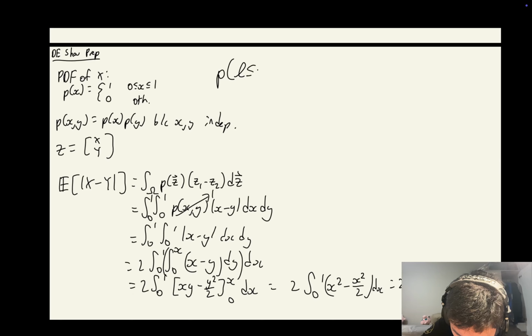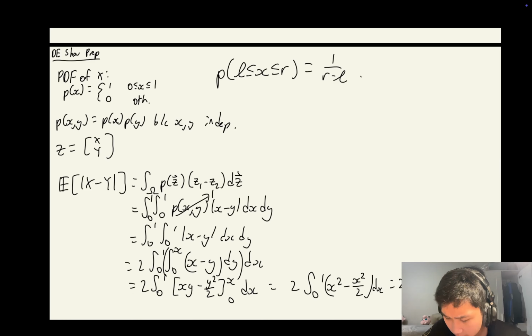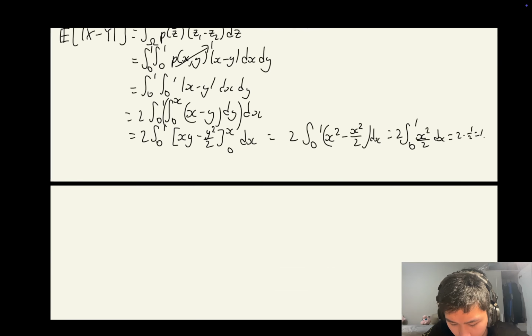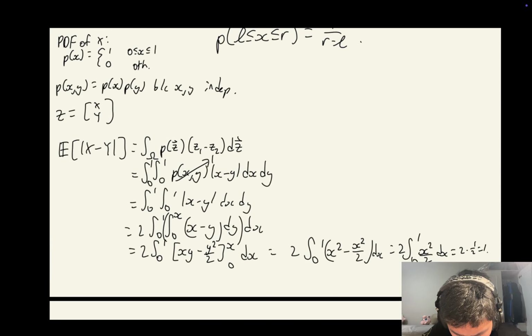Probability of L is going to be 1 minus this. How did I get this so wrong? Expected value of x minus y.